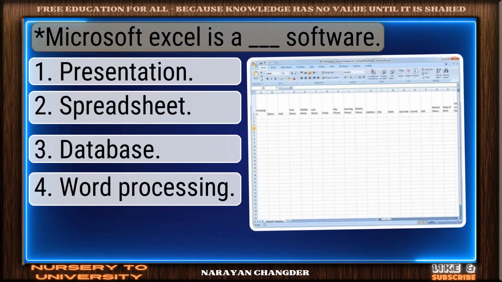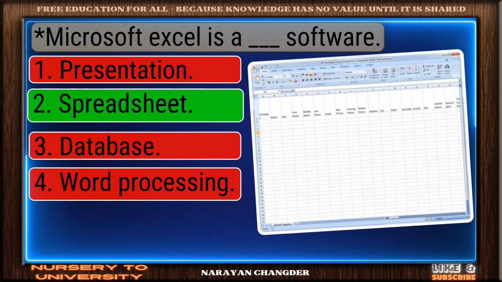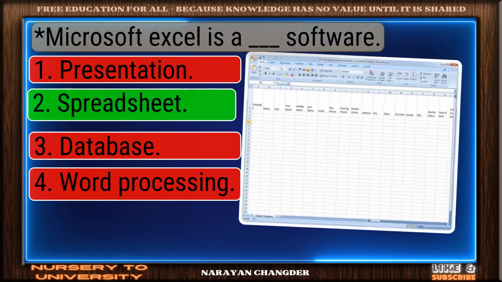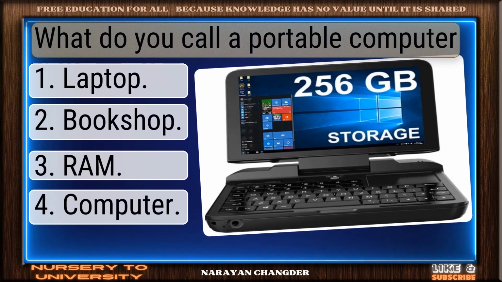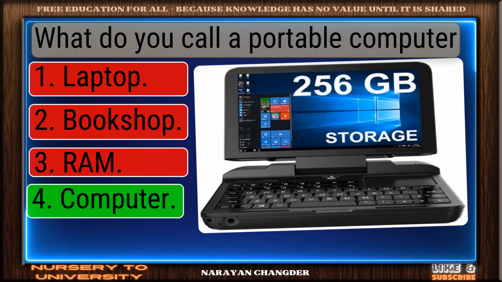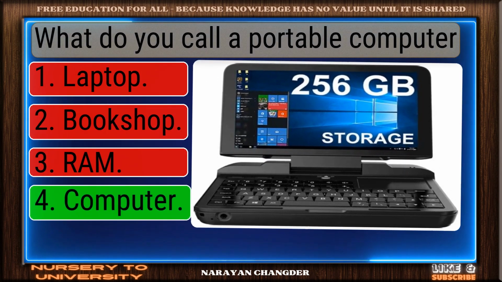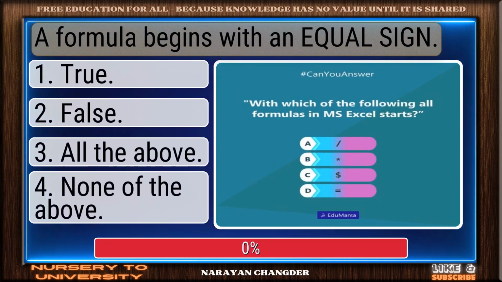Microsoft Excel is a dash software. Smart move. Spreadsheet is an accurate answer. What do you call a portable computer? Nice work. You chose computer and it is correct. A formula begins with an equal sign.